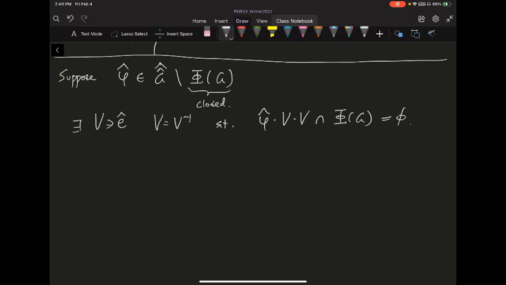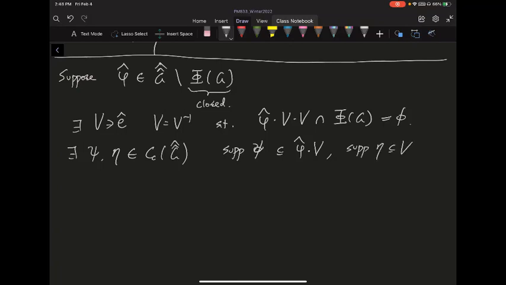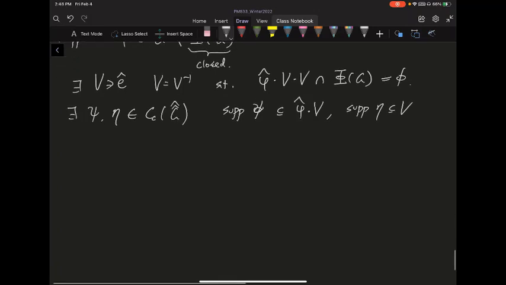So now I have this V, so I can take something that's supported on this V. I should say this should be on Ĝ, so V is open inside the G double hat. So I can find some, let's say, ψ and η. So ψ and η, they're compactly supported functions on the double hat, so that I can have the support of ψ inside, let's say, φ̂ translated by V, and then I let the support of η be contained in V, so that when I do their convolution, it's going to be supported on the product of these two supports, which again is disjoint from the φ of G, the image of φ.